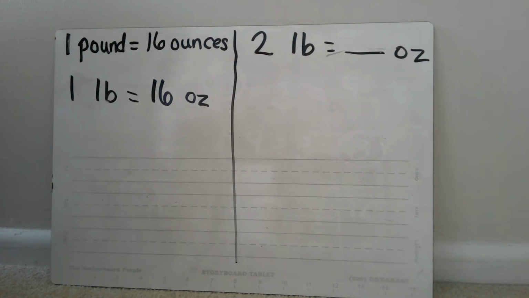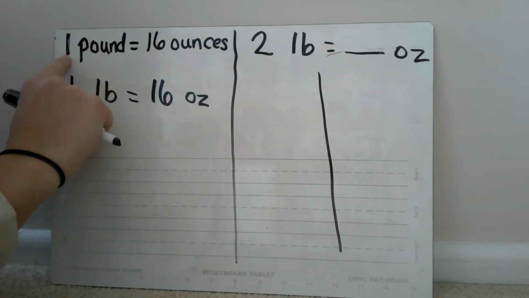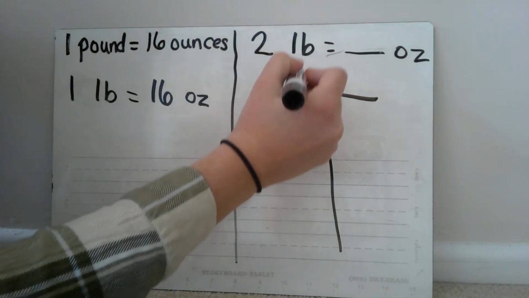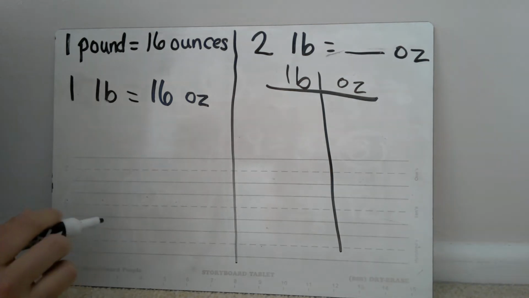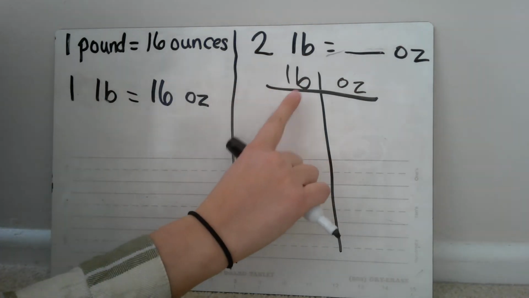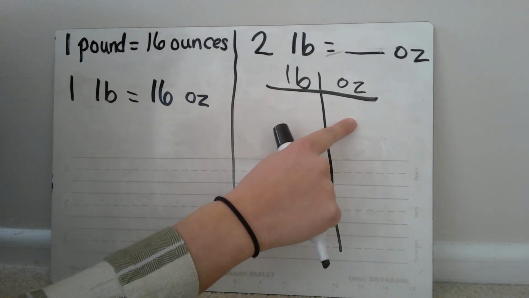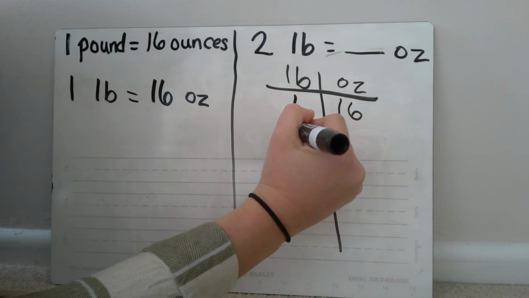Just like yesterday, where we used a T-chart, we can still use that strategy again today. But this time, our relationship is going to be 1 compared to 16. So on this side, I'm going to write lb for pounds, and on this side, I'm going to put oz for ounces. Remember, for every pound, we have to make sure we have 16 ounces over here. So 1 pound is 16 ounces.